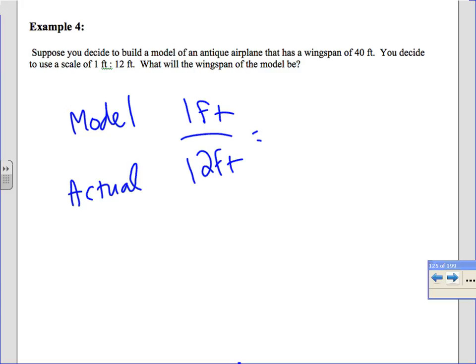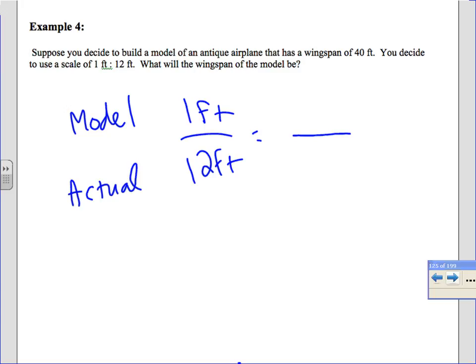Equals. What goes on the other side? Annalise, what goes on the other side? No. Mary? Yeah, why does it go that way? Anyone know? Alyssa? Yeah. Good.